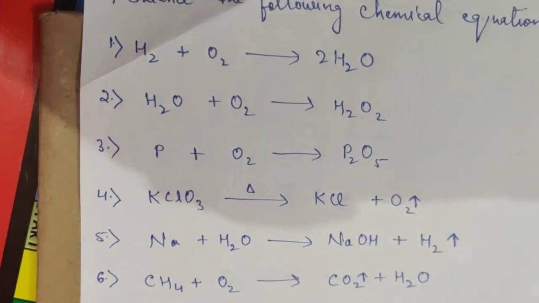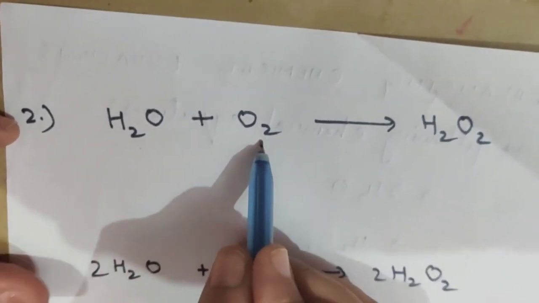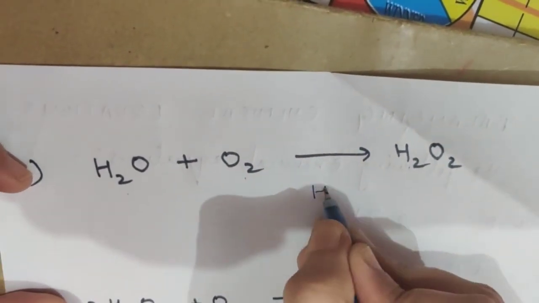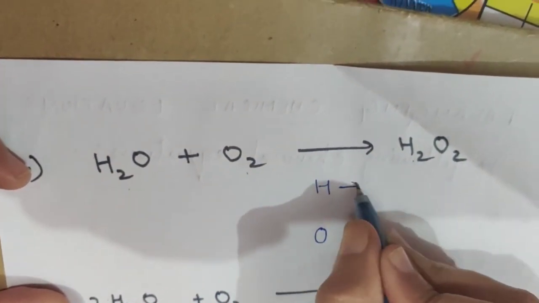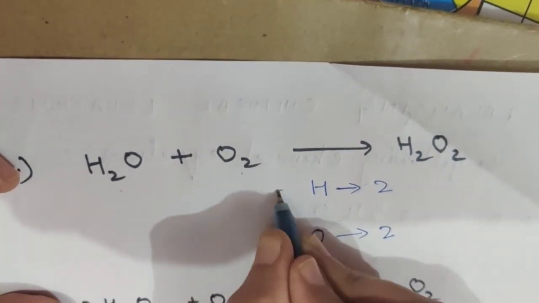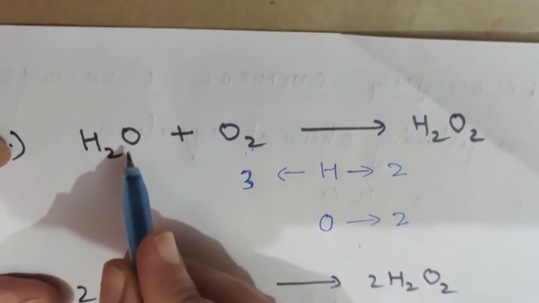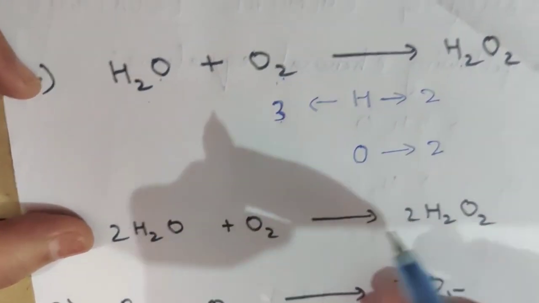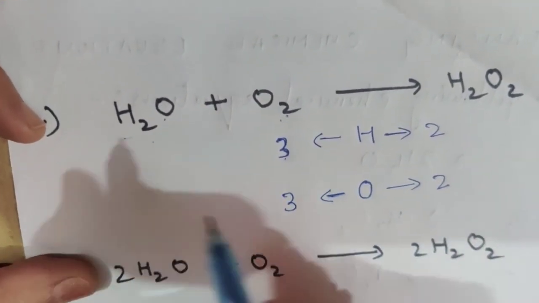Now coming to the second equation, H2O reacting with O2 to give hydrogen peroxide, that is H2O2. Again mentioning both the atoms here. Towards product side we have 2 hydrogen atoms and oxygen atoms are also 2, and towards reactant side we have 3 oxygen atoms, 2 here and 1 is present here. So in total we have oxygen is 3 here and hydrogen we have 2 here. So make a correction here.